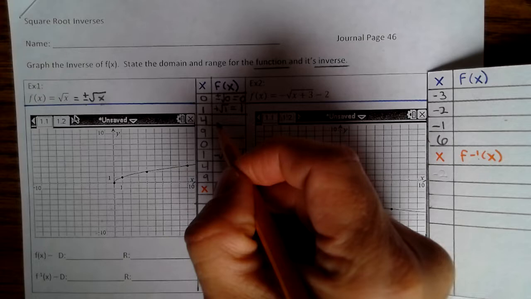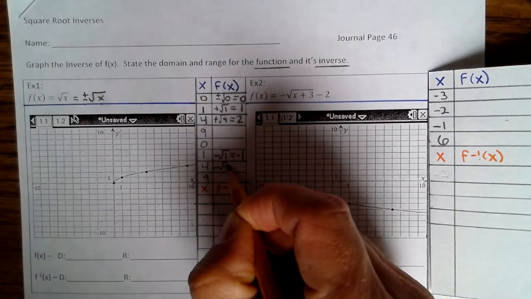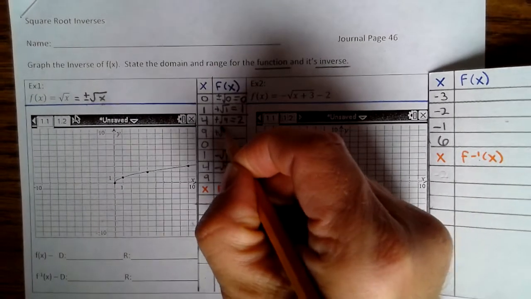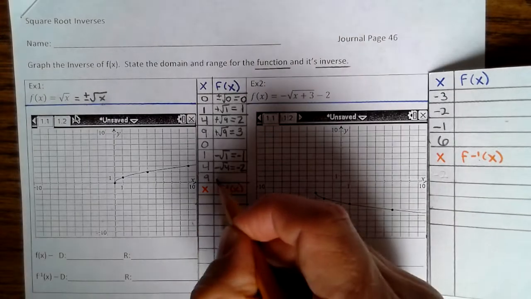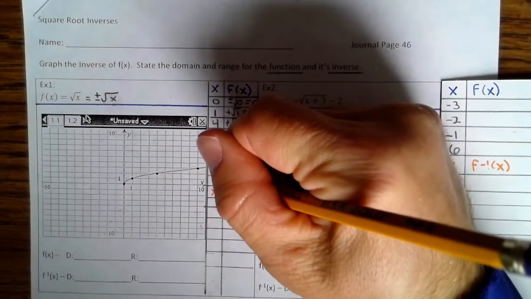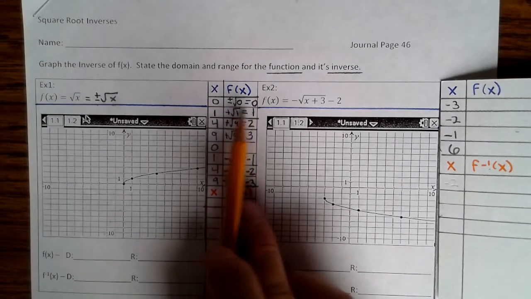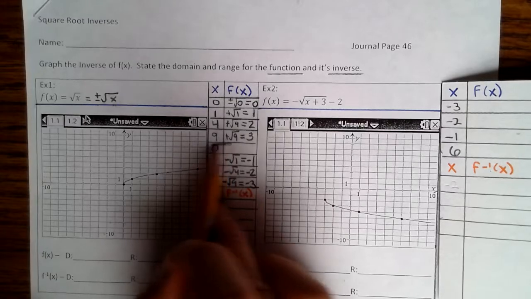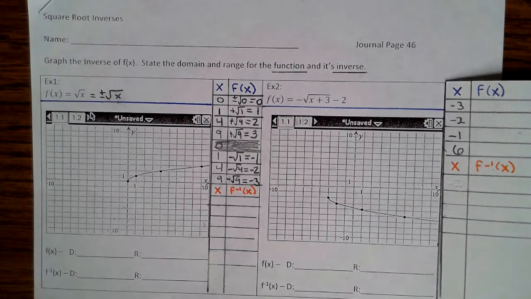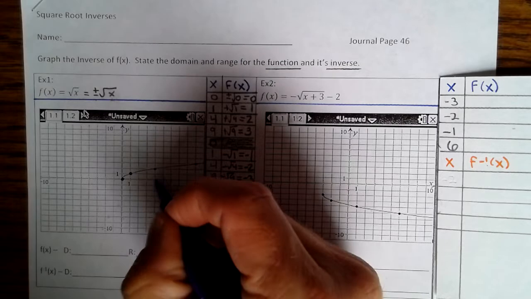Then we're going to do plus square root of 4, which is 2, and negative square root of 4, which is negative 2. And then plus square root of 9, which equals a positive 3, and negative square root of 9, which is negative 3. Now, the 0 is repetitive because plus 0 is 0 and negative 0 is 0, so we don't need to repeat 0. All right, so now let's graph the positive values first. So (0, 0), (1, 1), (4, 2), and (9, 3).